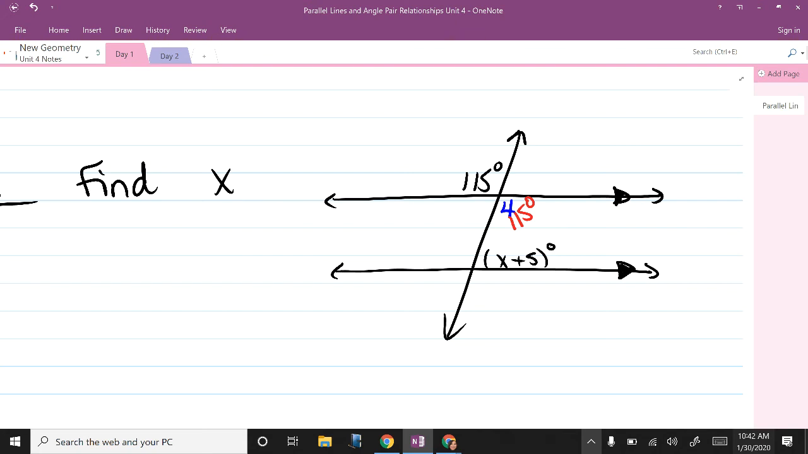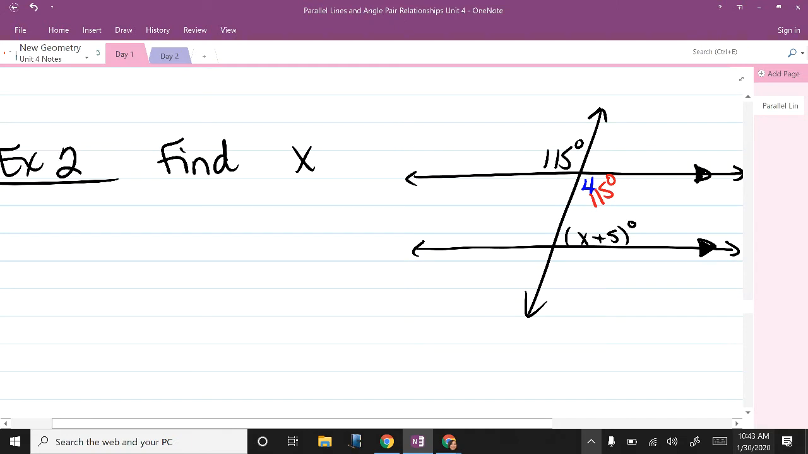Consecutive interior. They are interior angles and they're on the same side of the transversal, so they are consecutive interior angles, right? And we just learned that consecutive interior angles are what? Supplementary. So that means this plus this equals what? 180. And that's how we're going to solve for x. We're going to say 115 plus x plus 5. And you could have done that in the other order.